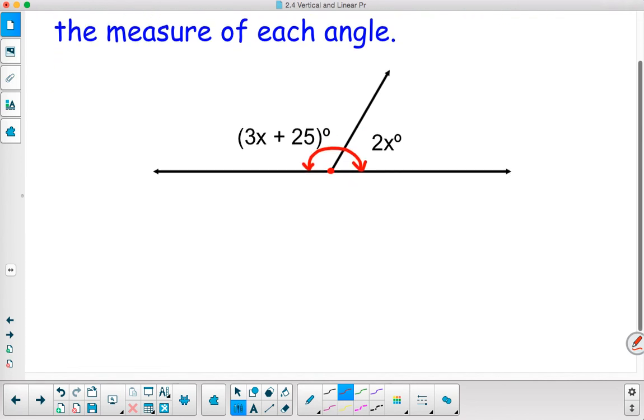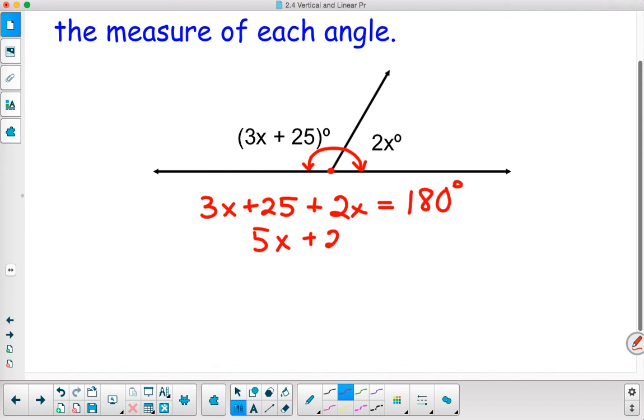So again, you need to pause so you can do some solving. So I'm going to start with 3x plus 25, added to 2x, has to total 180 degrees because of the straight line, straight angle. Okay, pause and solve. If you got your steps, it was 5x plus 25 equals 180, subtract 25, that would be 155.